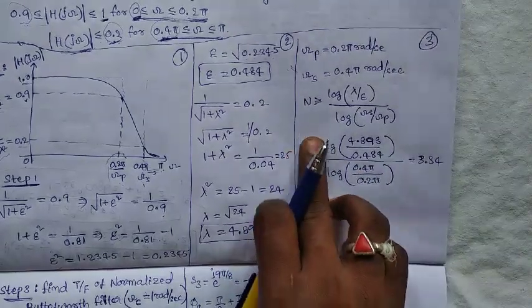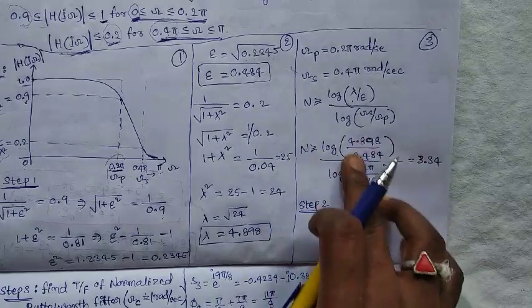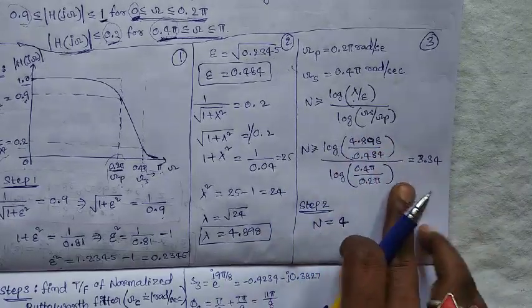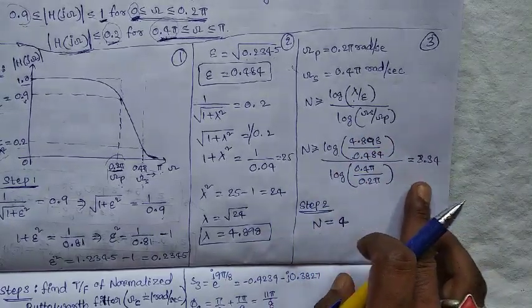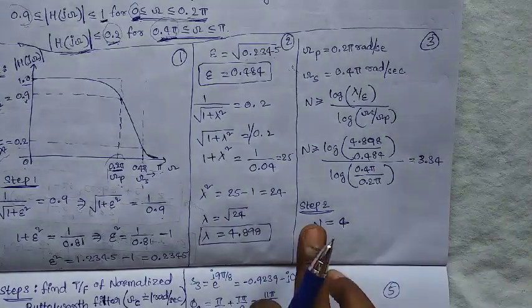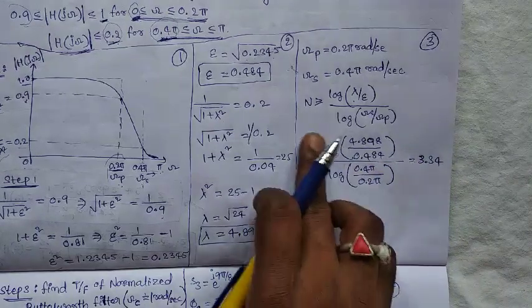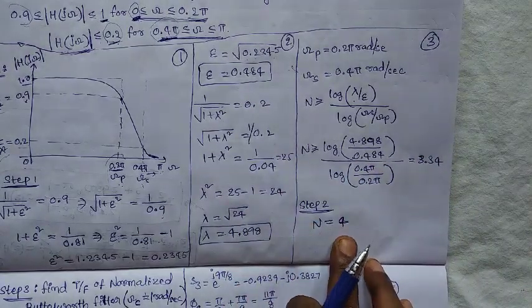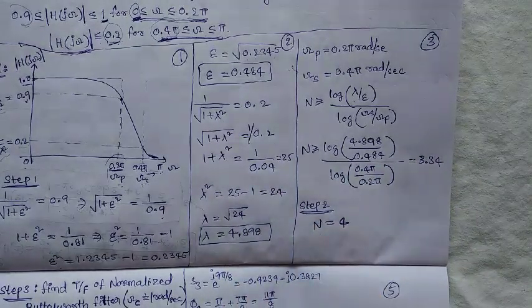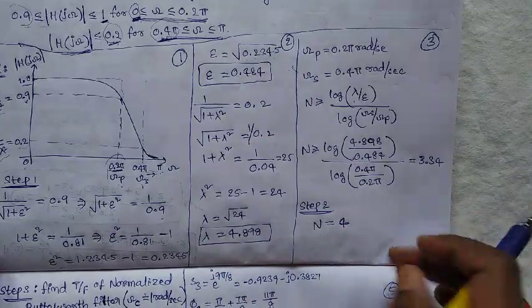Actually n is an integer value, but this calculated value is 3.34. So we are rounding this value to the next integer. Means n is equal to 4. N is equal to 4. This is the second step.